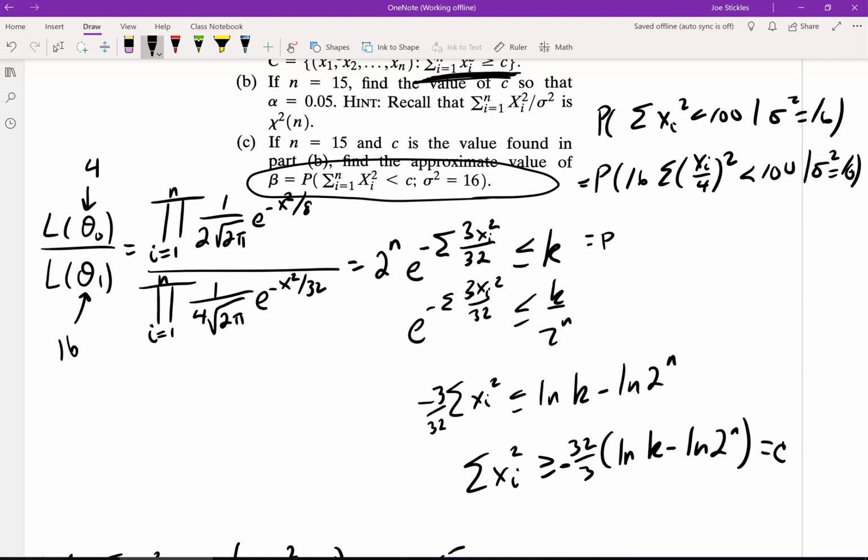So we need the probability that our sum of the x of i squared over 4 is less than 100 over 16. And this now again is, not a gamma, this is a chi-squared of 15. So 100 over 16 is what? Let's see, that's 25 over 4. Right, so that would be 6.25.